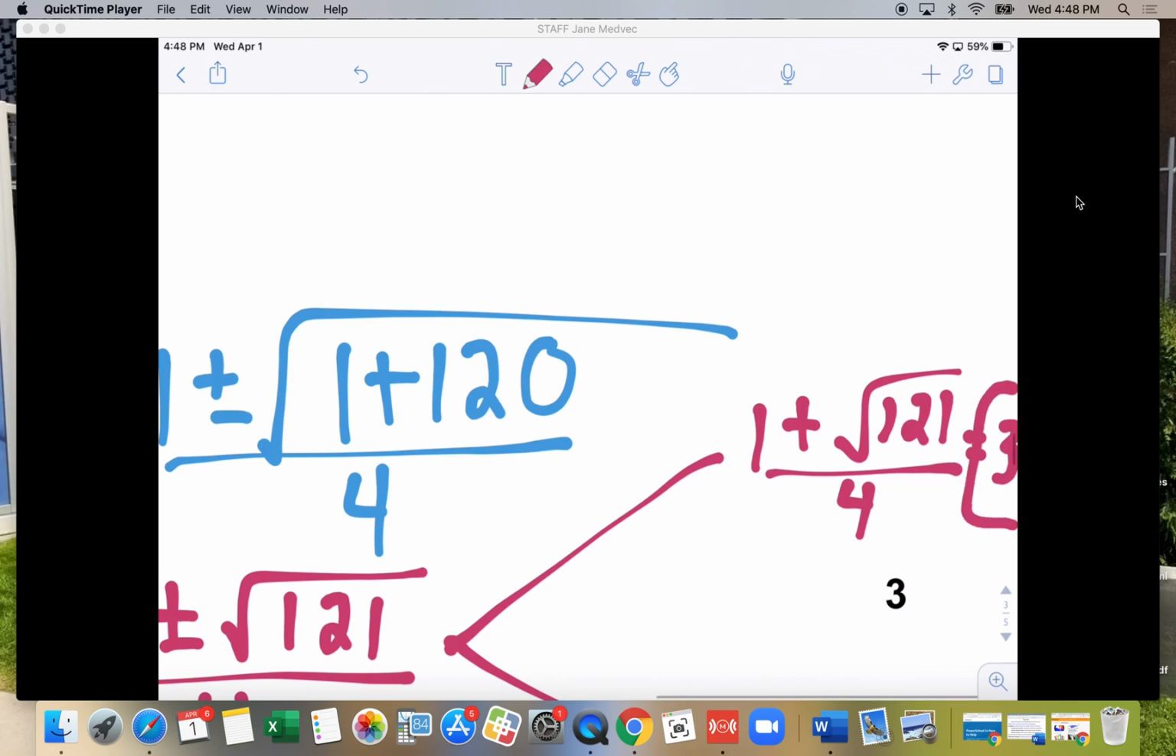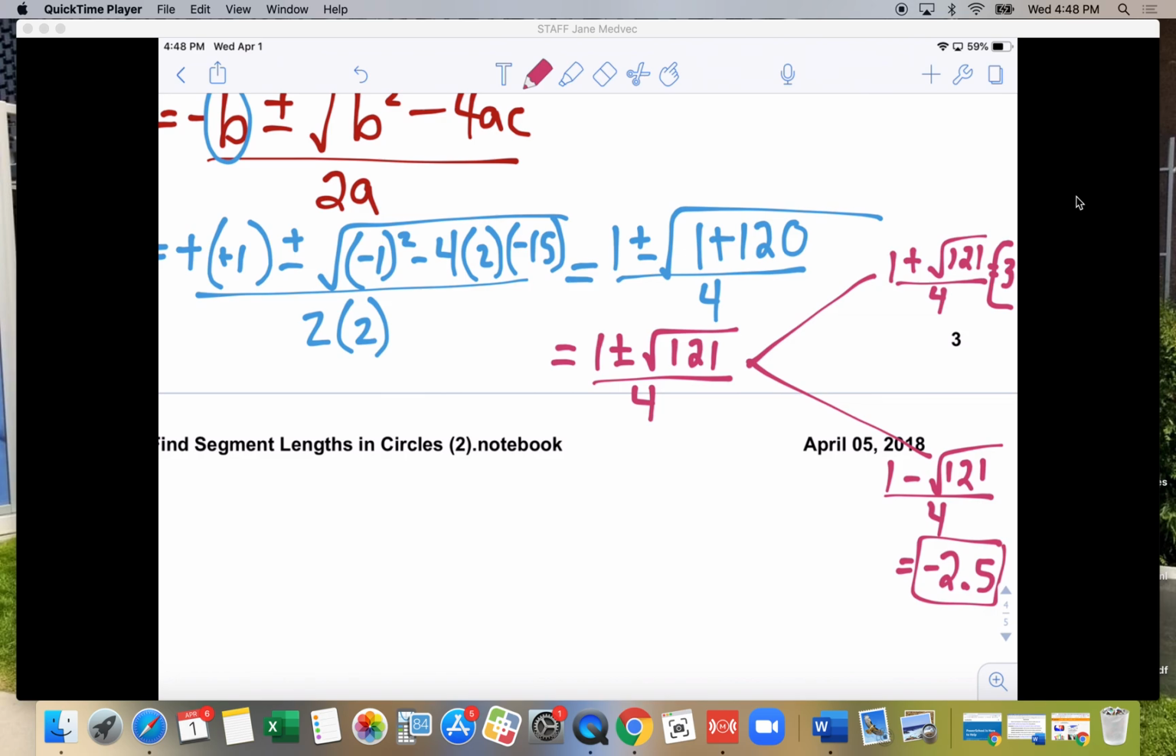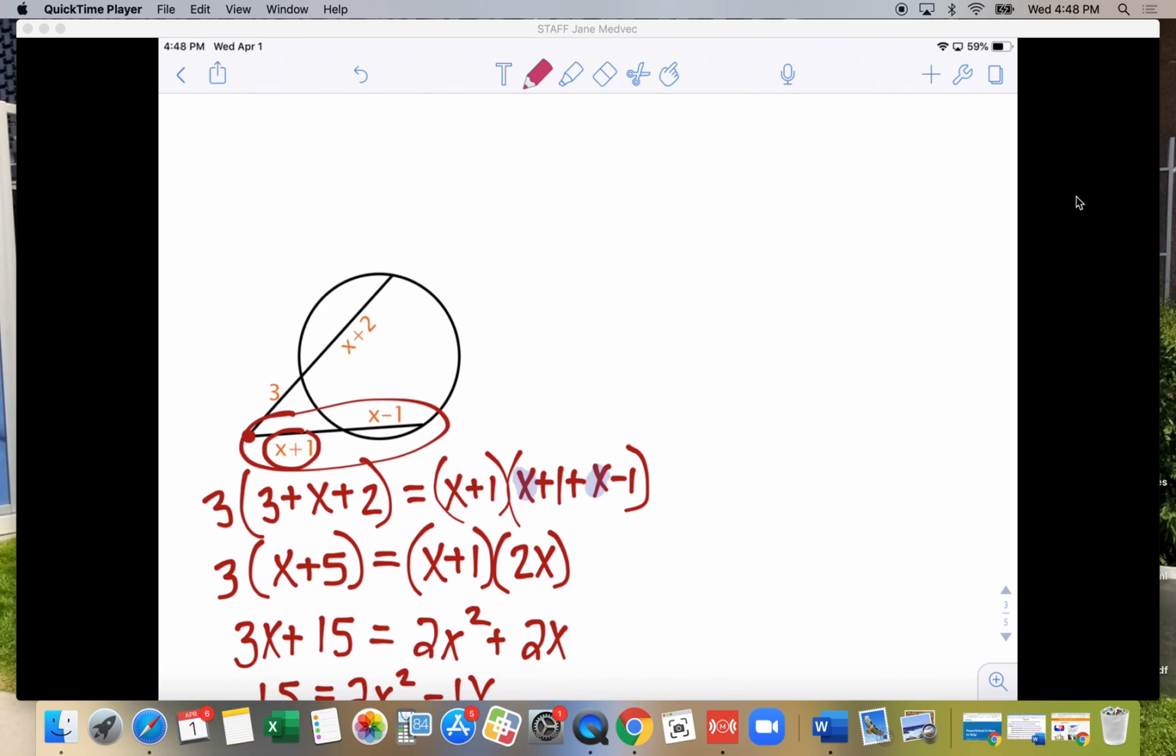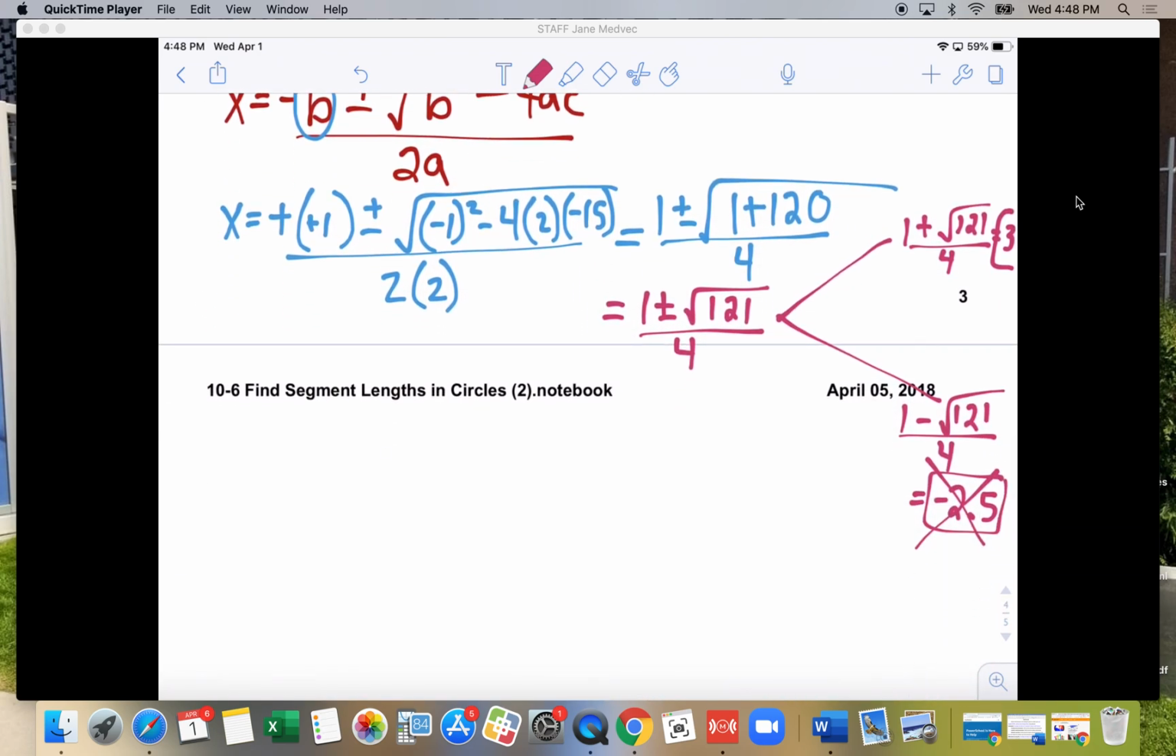But you can look at it and go, well, what is my answer? Is it 3 or is it negative 2.5? And the answer is 3. Because if I take a look at the picture, I'm looking at the measure of that stuff. I can't have a negative answer. And so I'm going to end up using my positive, and x ends up equaling 3.